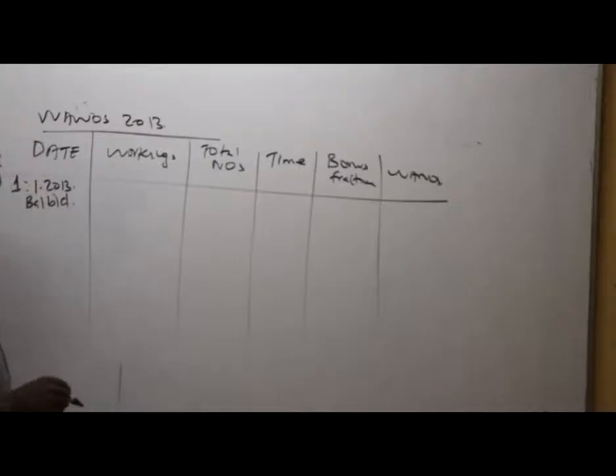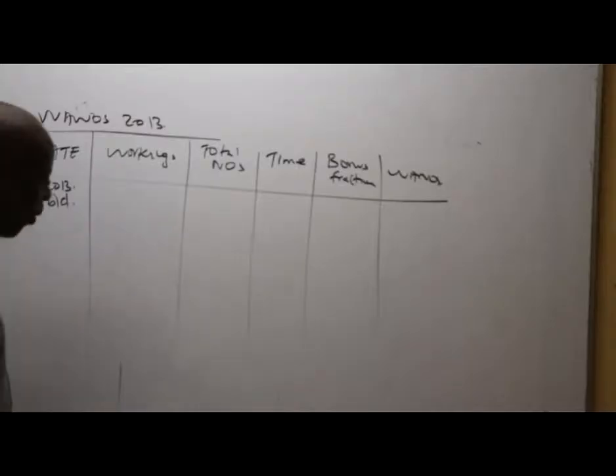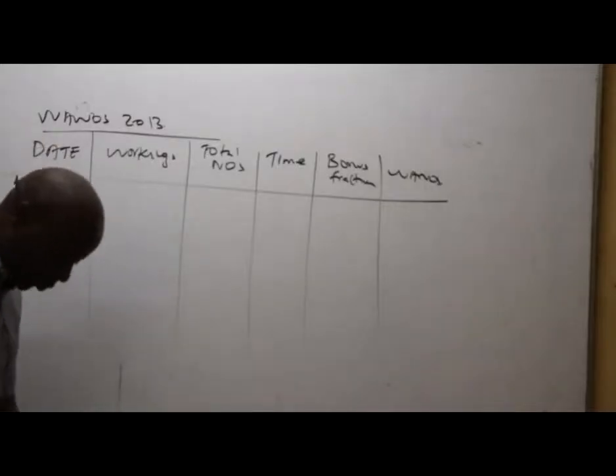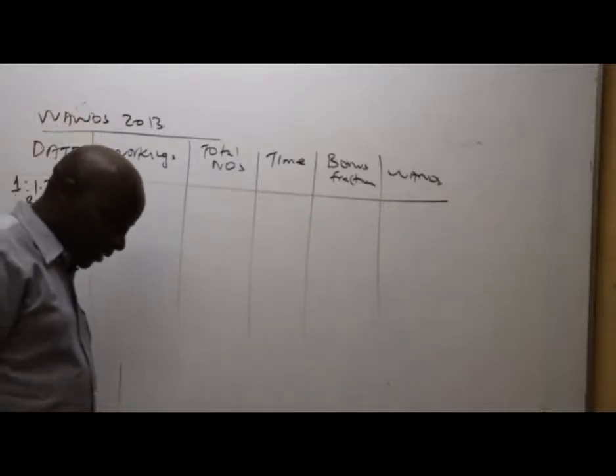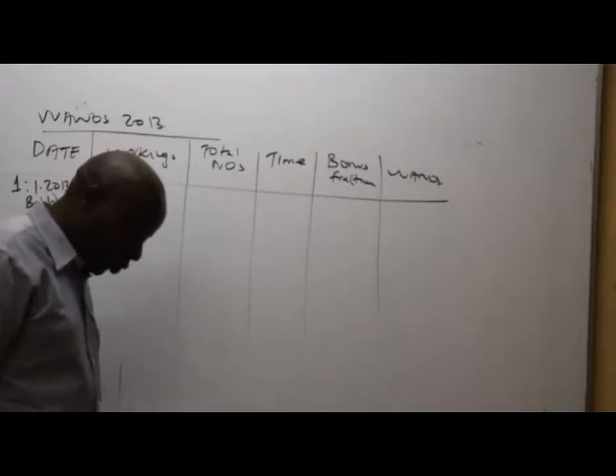Balance brought down. How many shares were there in total?